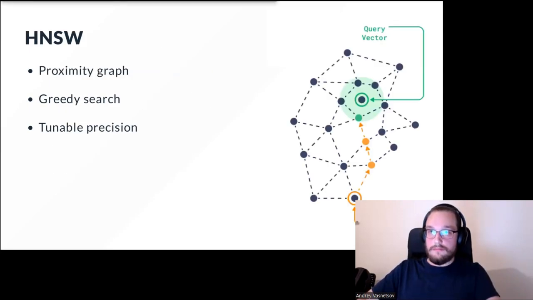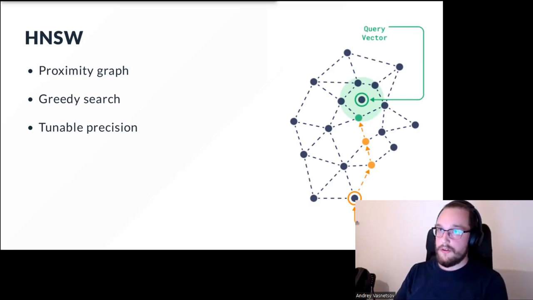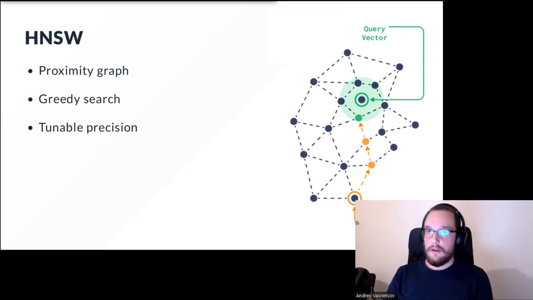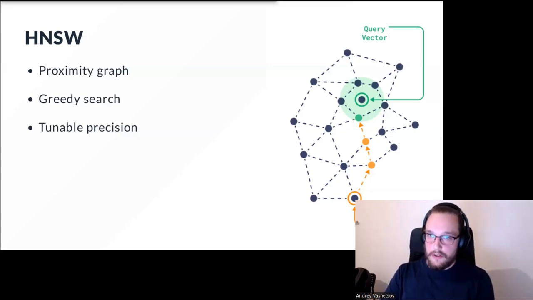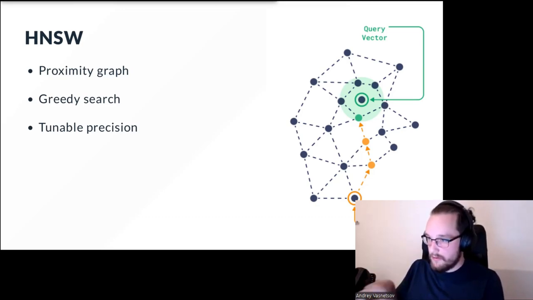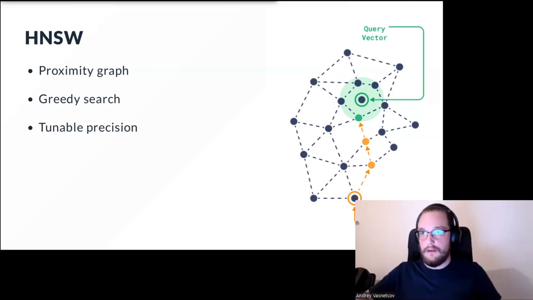In Qdrant, we use the so-called HNSW index. Here, HNSW stands for Hierarchical Navigable Small World. It's a pretty complicated name, but I will try to explain it in a very simplified version, just to provide some intuition about how it works. Internally, HNSW appears as a proximity graph. That means that each vector is represented as a node in a graph, and those nodes are connected with some number of closest neighbors, so some number of other vectors in the database.